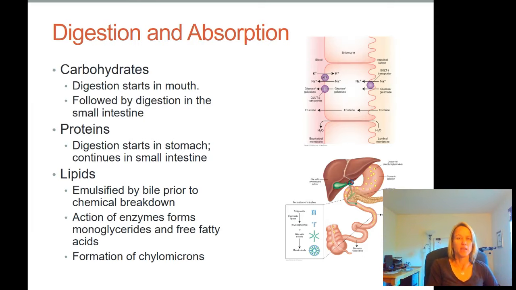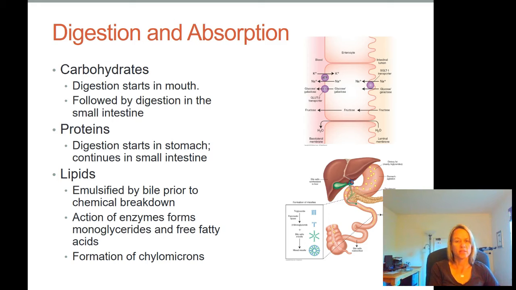Okay, let's look at the digestion and absorption of the major macronutrients. Carbohydrate digestion starts in the mouth, and then it's followed by digestion in the small intestine. There's no digestion in the stomach. Salivary amylase gets inactivated in that low pH. And then carbohydrate digestion in the small intestine is through the action of pancreatic amylase, and then various brush border enzymes such as lactase.